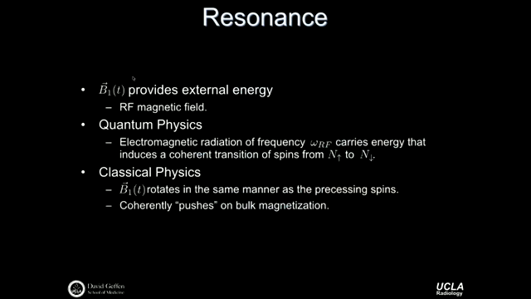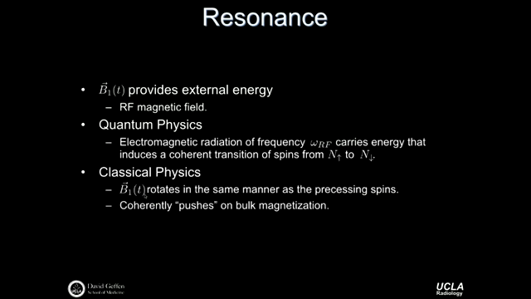The B1 field that we're talking about provides this external energy. We know it's an RF magnetic field. In quantum physics, we would say that electromagnetic radiation, which has a frequency omega RF, carries the energy that's needed to induce this transition from the spin up to spin down states, to go from that low energy state into that high energy state.